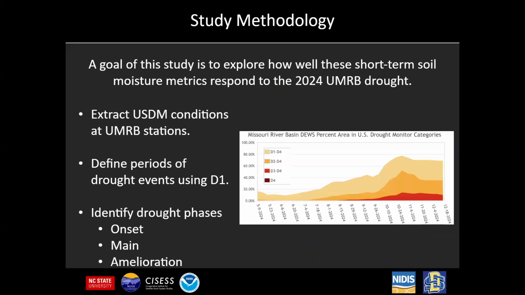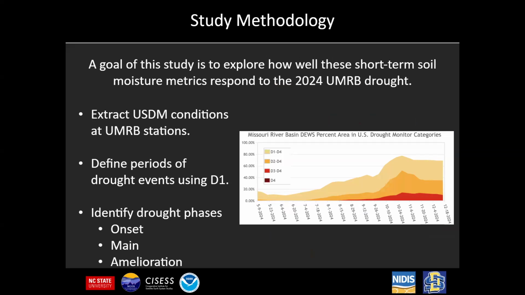Okay, so we developed all these products for the Upper Missouri River Basin, and we actually had a drought that moved through the region. I think it began in the summer of 2024, and this provided us an opportunity to use this drought as a case study to evaluate how these metrics are doing with respect to the drought monitor. So that's what this talk is going to focus on.